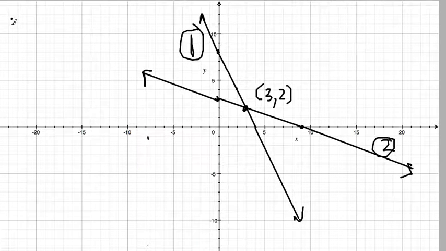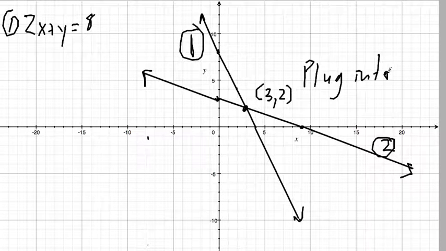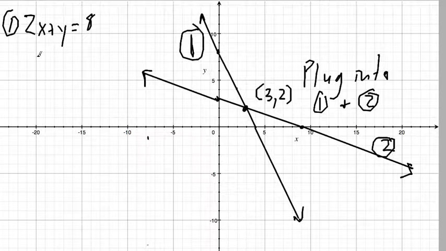So what was the first equation? We had 2x plus y equal to 8. Let's plug in the coordinates of this point into here to see if it's true.